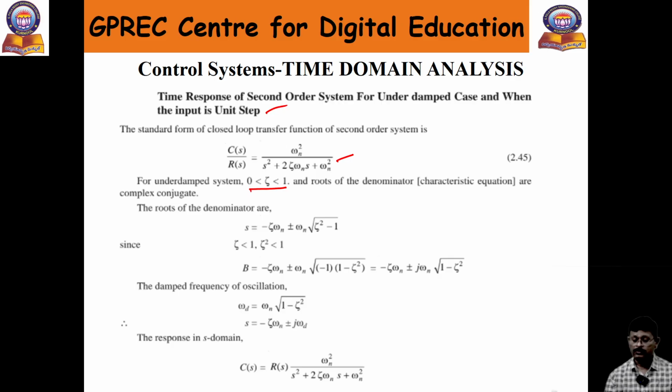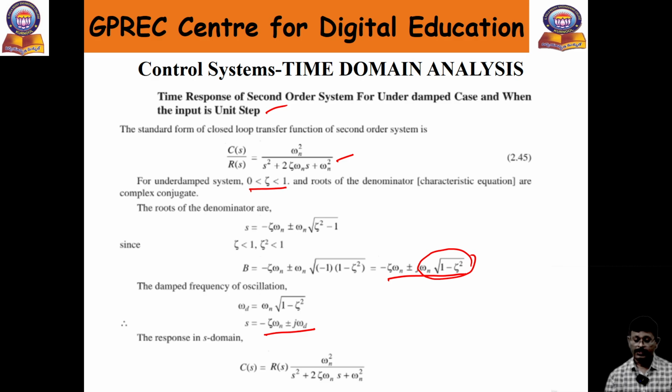I already told this in the previous slide. So s equals minus zeta omega n plus or minus j omega n root of 1 minus zeta square. Taking the imaginary term, we call it the damped frequency of oscillation. Now we can represent s as minus zeta omega n plus or minus j omega d.